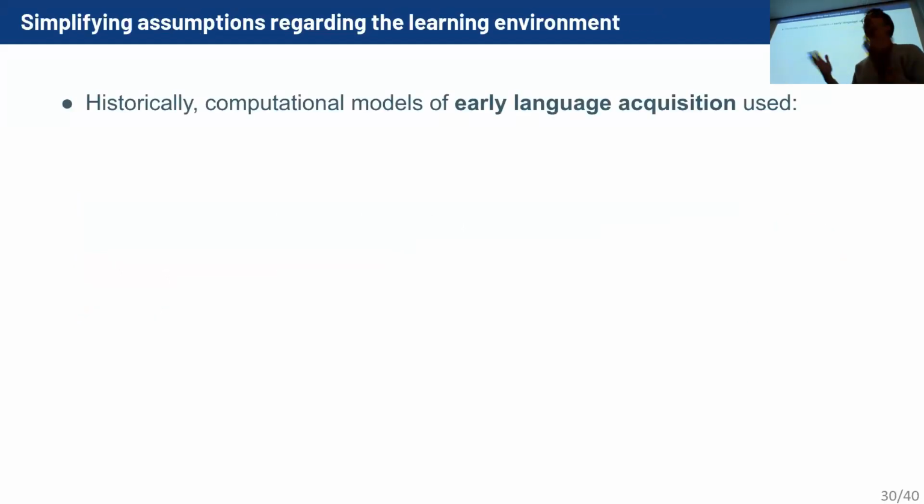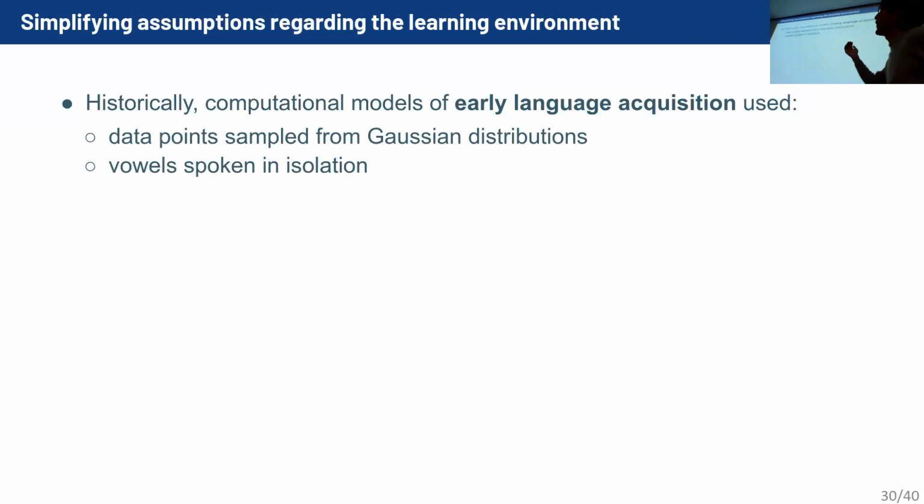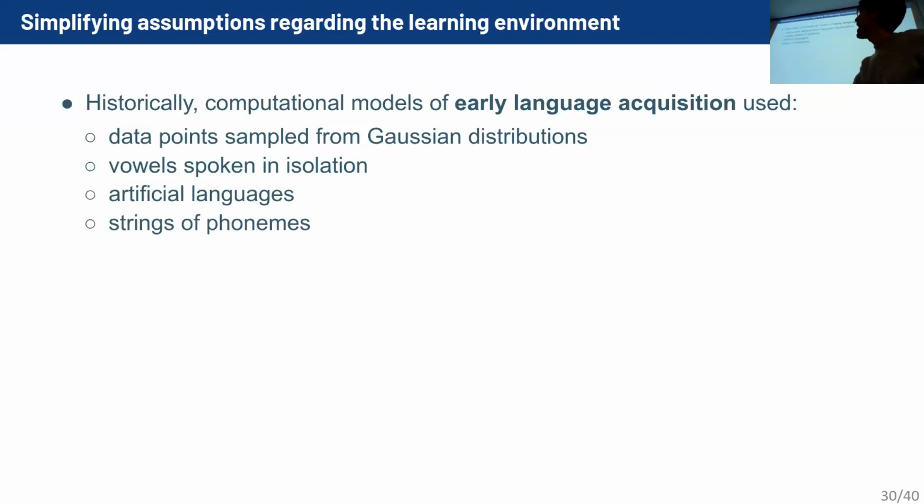All right, so modeling language is a really complex task, and to overcome this complexity, researchers have used simplifying assumptions regarding the input. So for instance, models of early phonetic learning use data points sampled from Gaussian distributions of words spoken in isolation. And models of early word learning have used artificial languages or strings of phonemes.